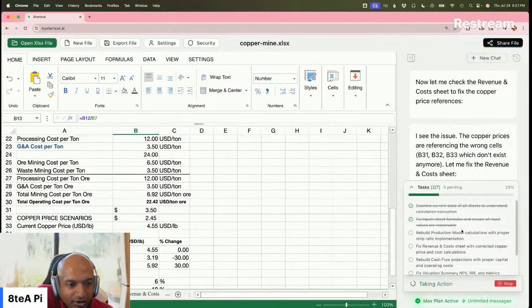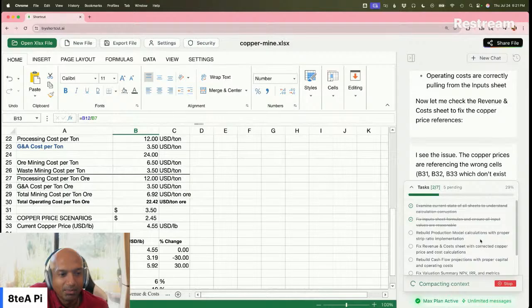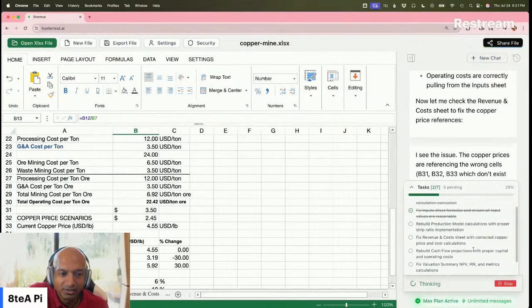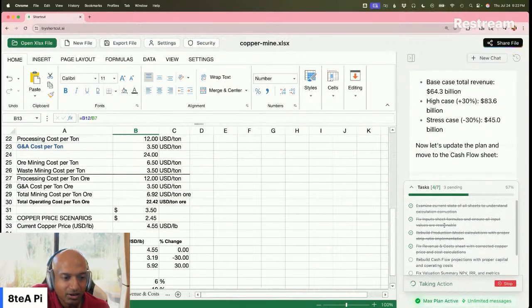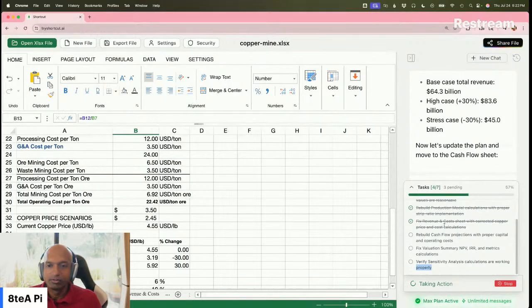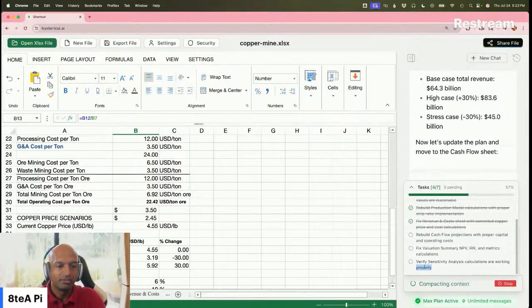It is off on a long quest right now to rebuild the production model calculations with proper strip ratio implementation. Fixed revenue and cost sheet, correct copper pricing cost calculations. Rebuild cash flow projections with proper capital and operating costs. Fixed valuation summary, NPV, IRR, and metrics calculations, and verify sensitivity analysis calculations are working properly. It is on a long quest. I do not like the formatting of this model, and I want it to change, but I have to wait.